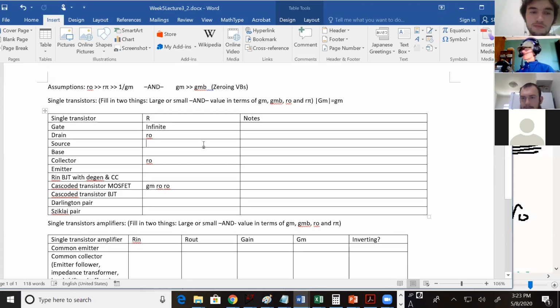Next space in the table there is figuring out the source resistance. Remember, if you're interested in the source, you assume that there's DC voltages on the other terminals and you do small signal analysis.